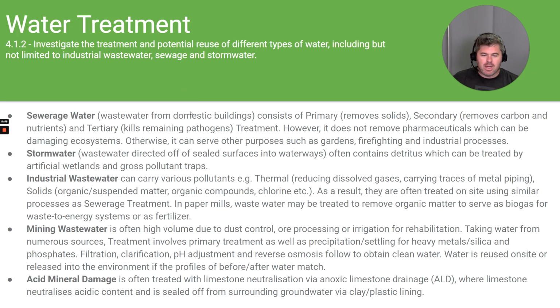So here we have a bunch of different types of water that are not particularly potable. They're not suitable for drinking or using domestically. One of them is sewerage. So that's wastewater from any domestic building. We often have what we call primary sewage water, which is removing solid waste. Secondary, which is removing carbon and nutrients. And tertiary, which kills any remaining pathogens.